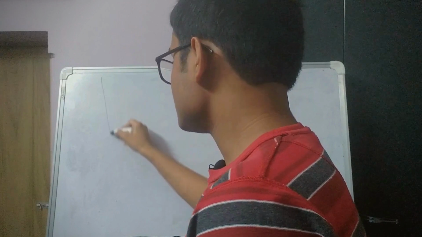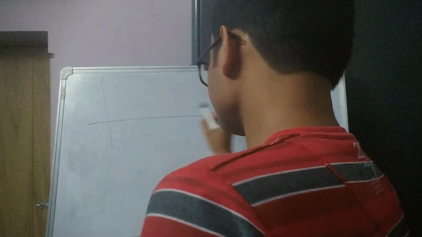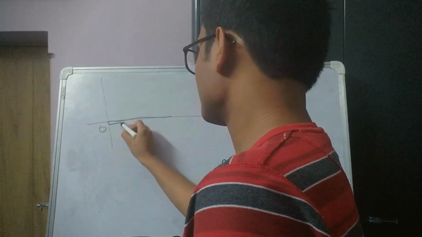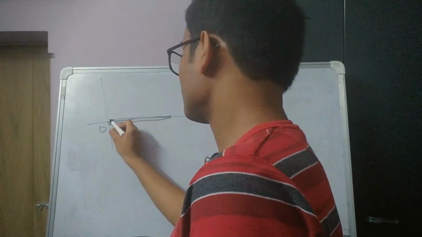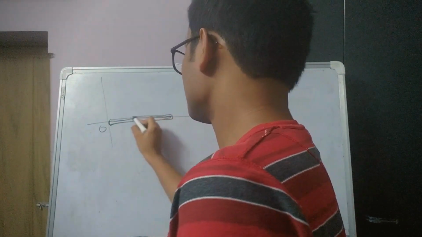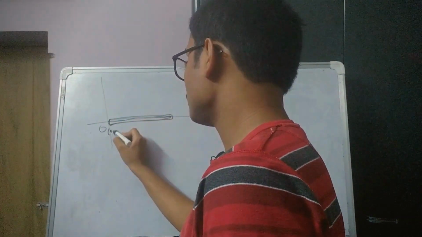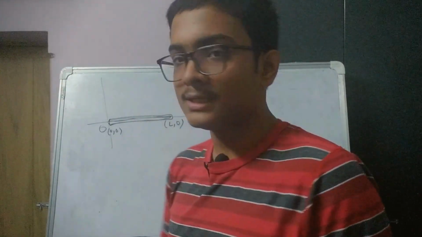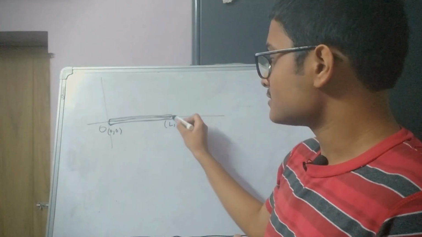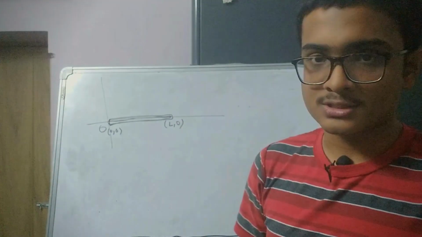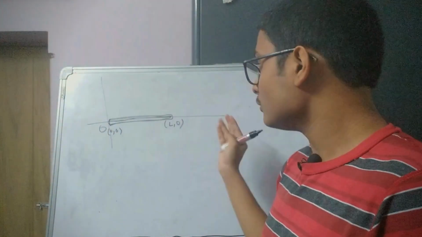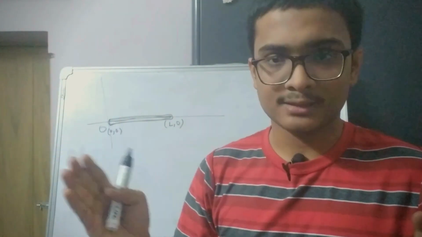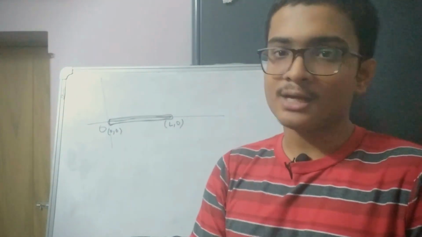Suppose this is the origin. A rod is lying like this. This is (0, 0). This is (L, 0). So L is the length of the rod. Now you see this width of the rod. We will ignore this. We will consider that the rod is lying only on the x-axis. Its thickness is 0. It only has a length. So its center of mass will lie on the x-axis.